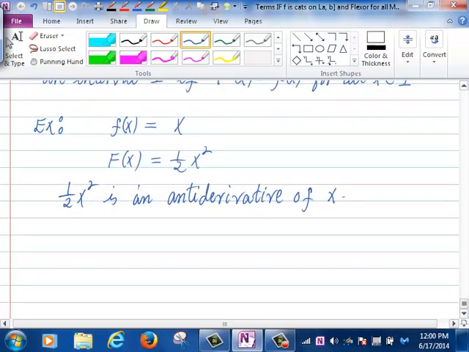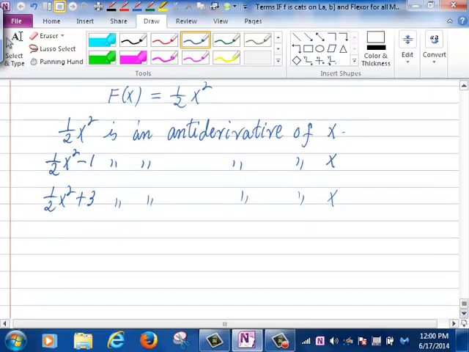Okay. You would also agree with me that if I say that half of x squared minus 1, is it an antiderivative of x as well? Because if I take the derivative of half of x squared minus 1, I still get x. Same way, if I take the derivative of half of x squared plus 3, I still get an antiderivative of x. Now you would realize that if I add any constant to half of x squared, that's an antiderivative of x, right?